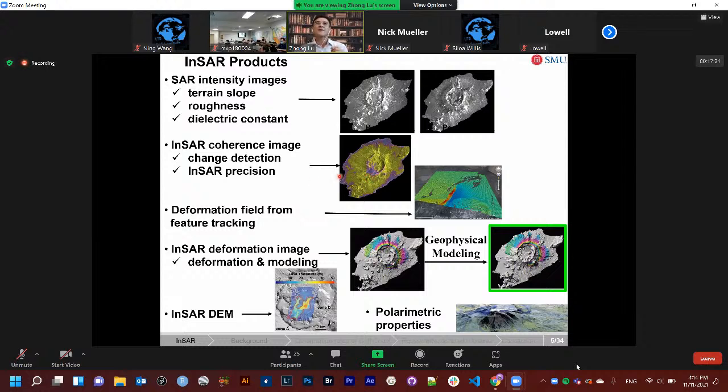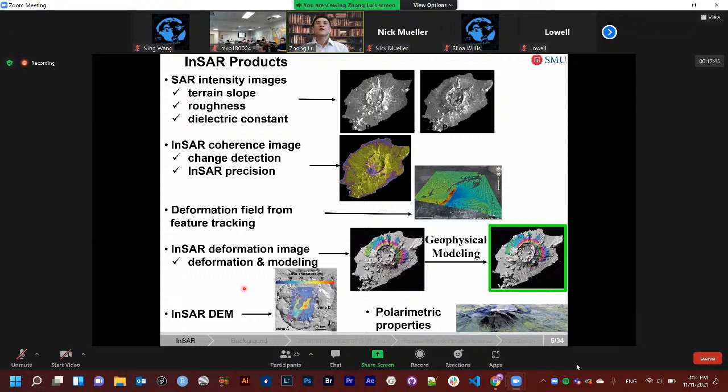The second use is that coherence can also be used to quantify the InSAR precision of the measurements. Of course, you can take two images, like two optical images or two photos, and track the large surface movement. We call it pixel tracking or offset tracking, purely based on image correlation technology.